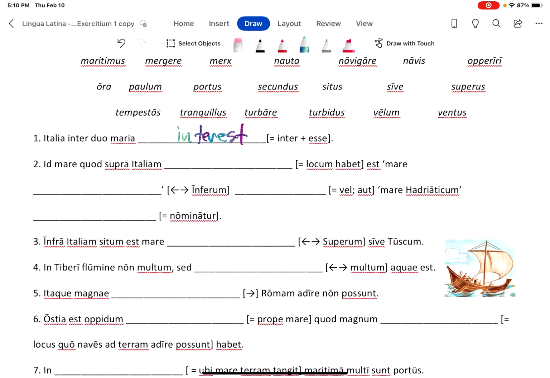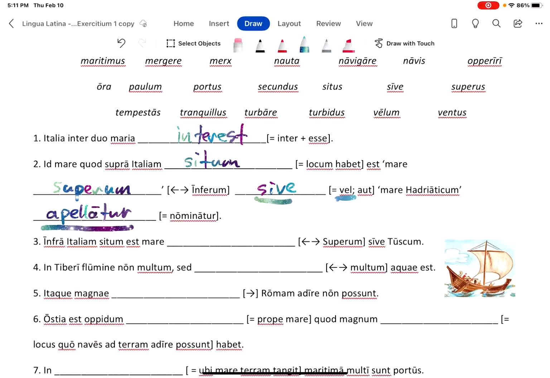Id mare quod supra Italiam situm est, mare superum, sive mare Hadriaticum appellatur. And here, situm est means it is situated. So that sea, which is situated above Italy, is called mare superum, sive mare Hadriaticum. And sive means or, in the same sense that well means or.